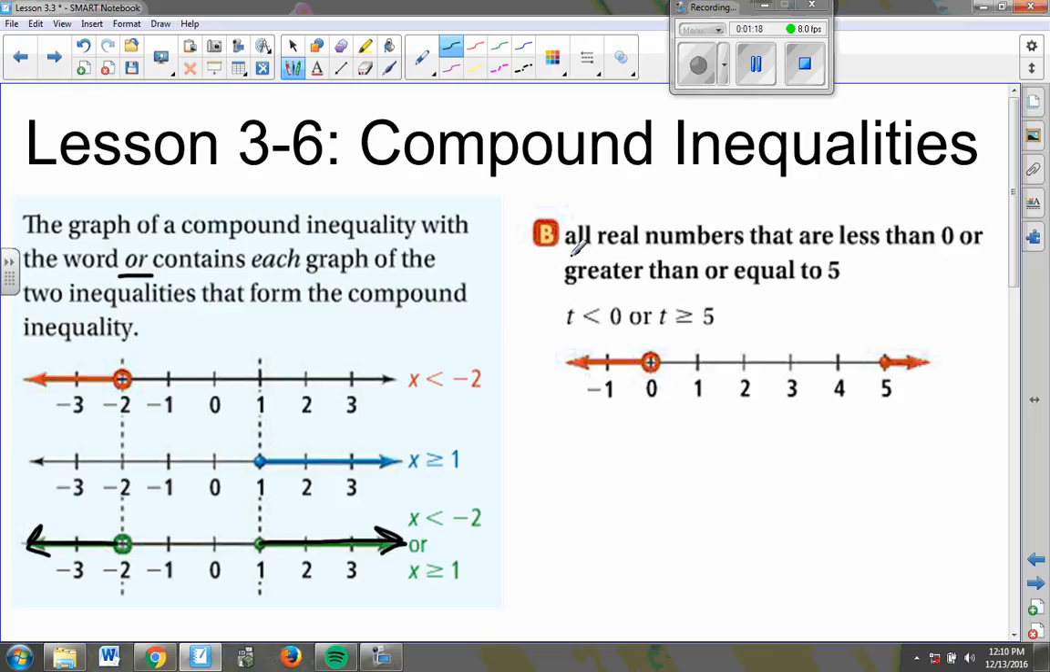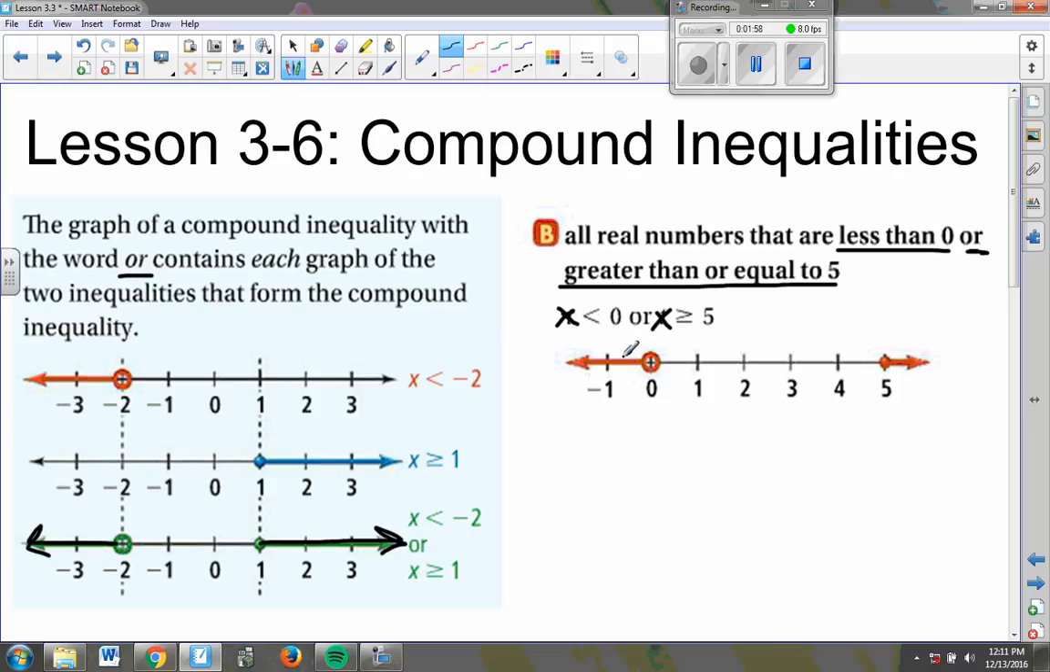If we see in words the phrase all real numbers that are less than 0 or greater than or equal to 5, we should see two pieces. I see one where I've got all real numbers x that are less than 0. Less than 0 is the first piece. And then I have another piece where my numbers could also be greater than or equal to 5. So I just write those two inequalities next to each other and connect them with the word or in between. x is less than 0 or x is greater than or equal to 5.